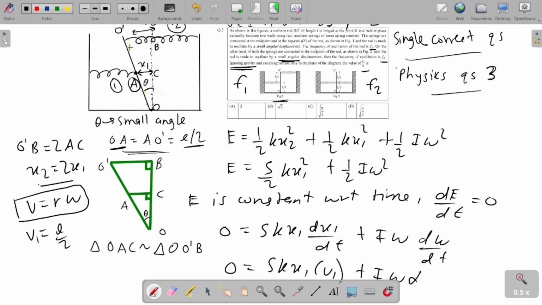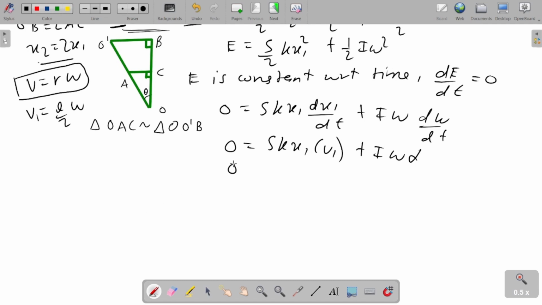Remember, omega is constant for the entire rod. For all the particles of this rod, omega remains constant, but the linear velocity of each point depends upon the distance of the point from this hinge O. So omega is constant, L by 2 omega. I'll just replace that. 0 is equal to 5k x1 L omega by 2 plus I omega alpha. Now I can just cancel off omega since it's common on both sides. 0 is equal to 5. Now I'll write this a bit lower down.